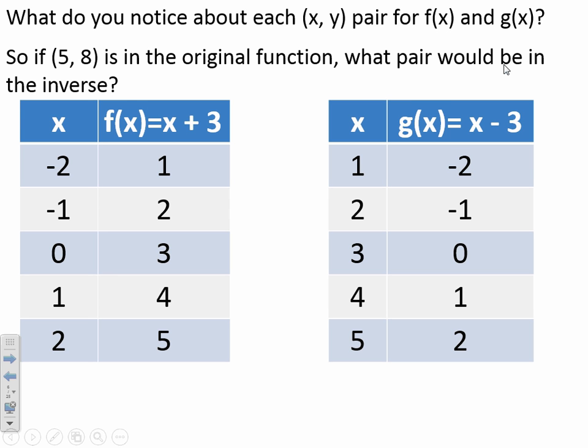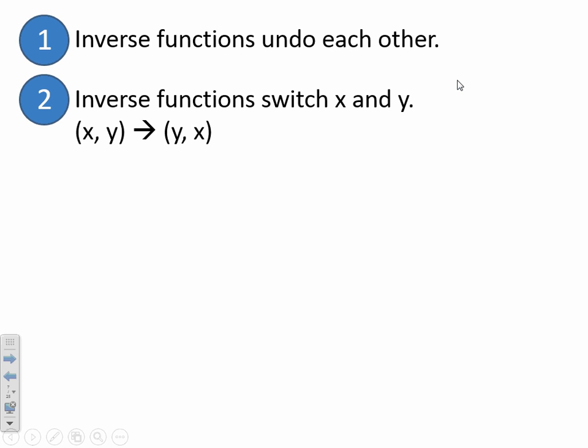All right. So if the point 5, 8 was on the original function, what pair would be on the inverse? Remember, if f of x was our original function and we had 5, 8 here, what pair would we have over here on the inverse as an input, then output? Well, we would have an input of 8 getting us back to 5. So we would have 8, 5. Okay, so that leads us to our second key point. Inverse functions switch x and y.